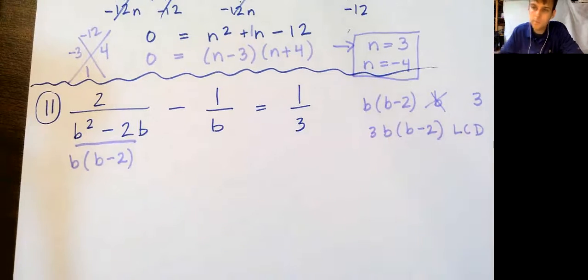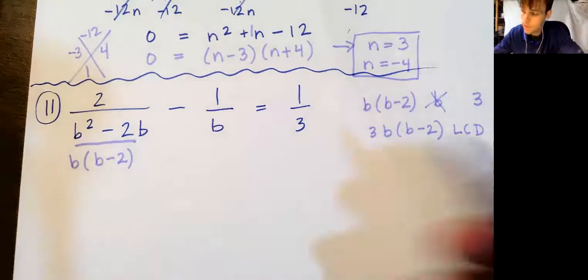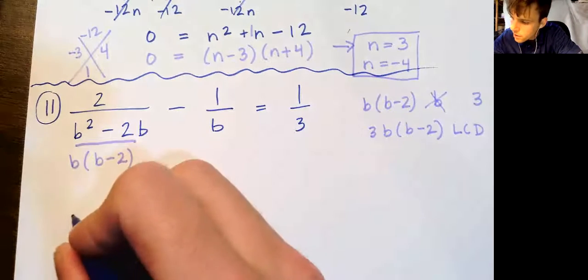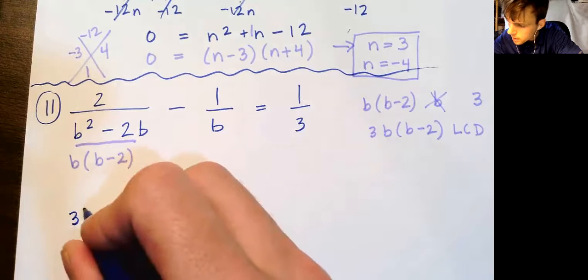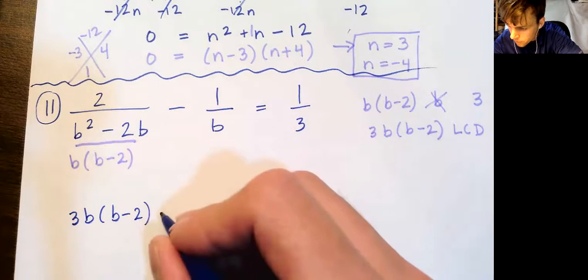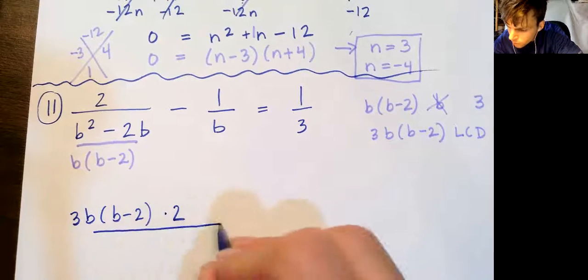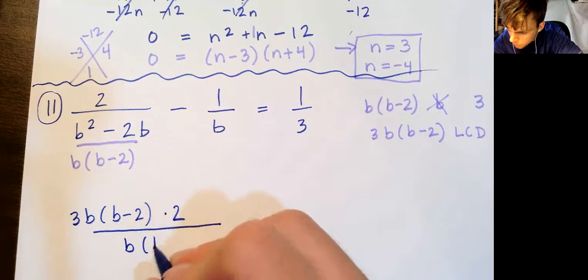3b times b minus 2. I need to multiply that by everything, so I'm going to multiply it by all of the terms. Okay, so I have 3b times b minus 2 times 2 over b times b minus 2.